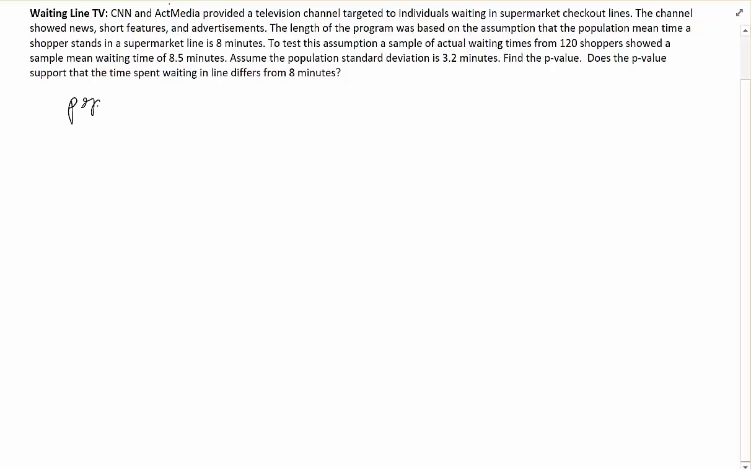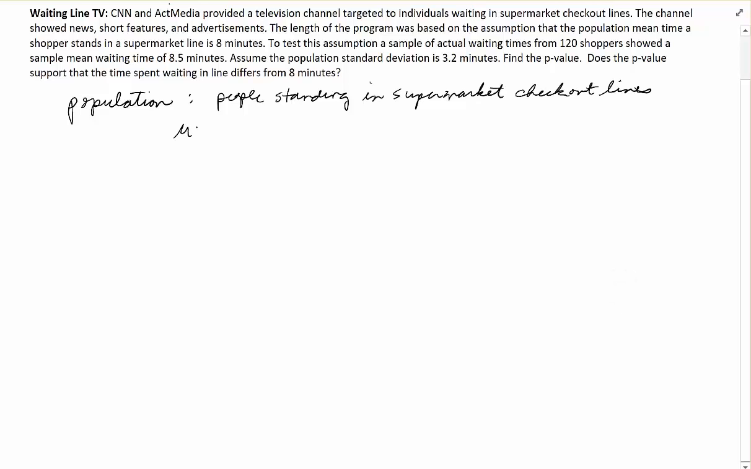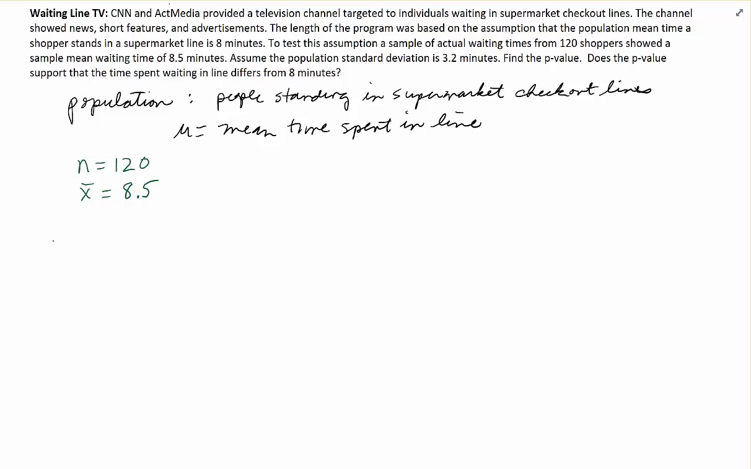So our population is people standing in supermarket checkout lines. Let's let mu be the mean time spent in line. A sample was collected, so we have a sample of 120 with an average time of 8.5 minutes. We want to see if the p-value supports that the time spent waiting in line differs from 8 minutes.